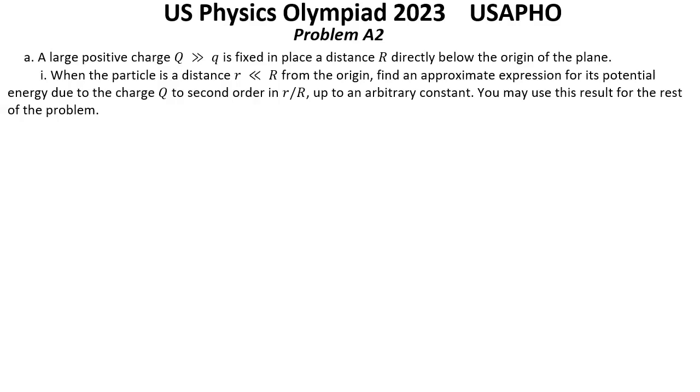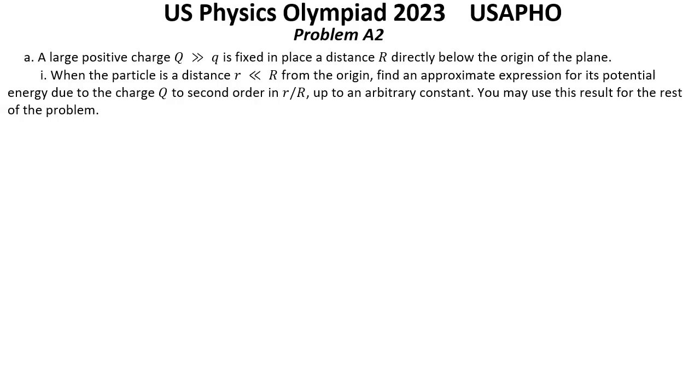Solution for part A. A large positive charge big Q, much greater than small q, is fixed in place at distance big R directly below the origin of the plane. First question. When the particle is a distance small r, much less than big R, from the origin, find an approximate expression for its potential energy due to the charge big Q to second order in small r over big R, up to an arbitrary constant. You may use this result for the rest of the problem.